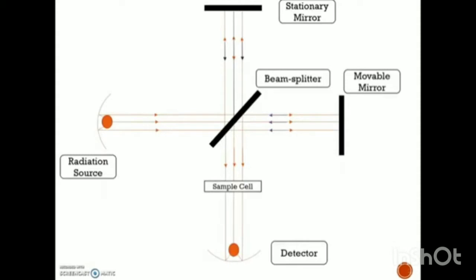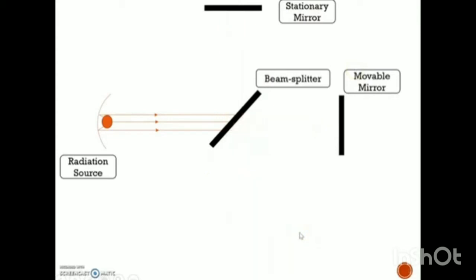This is a schematic diagram of FTIR spectrophotometer which consists of radiation source, beam splitter, stationary mirror, movable mirror, sample cell and detector. Movable mirror moves a round trip distance of 21 centimeter.